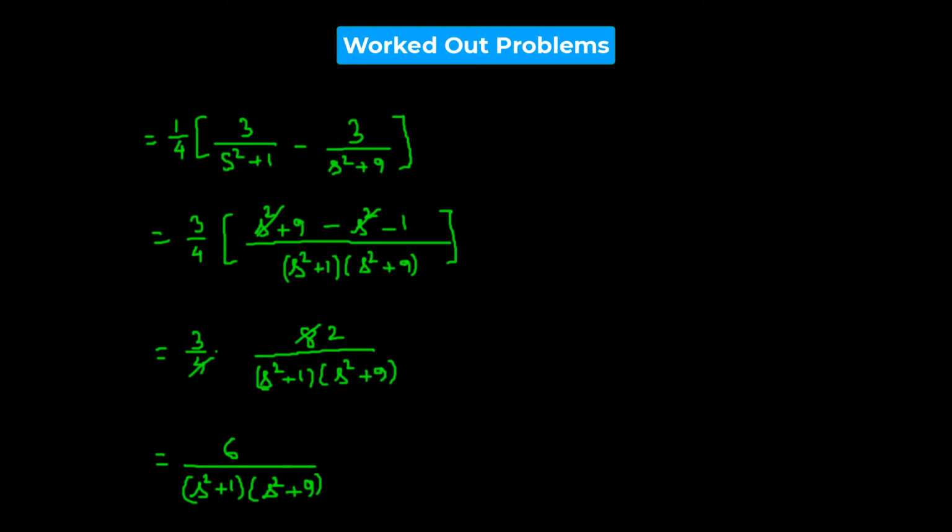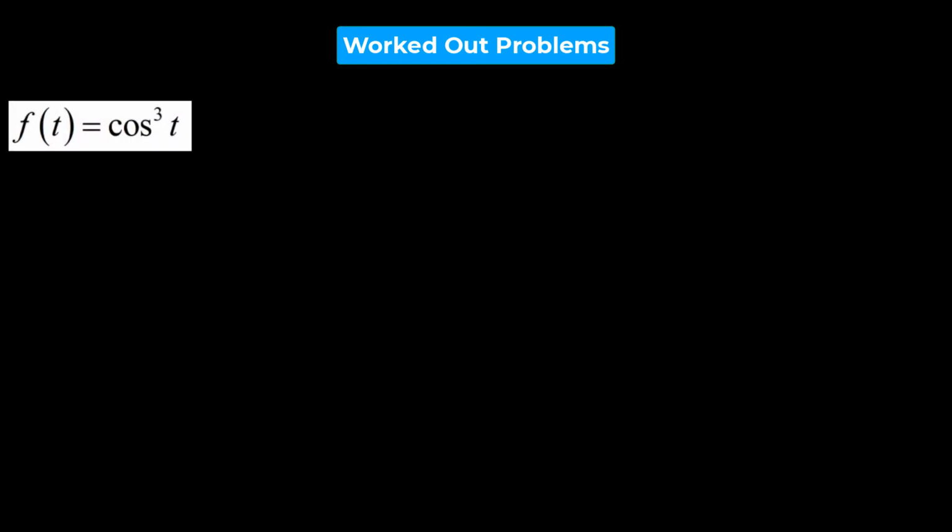So this is the Laplace transform of sine cubed t, and it's valid for s greater than 0. Let us do another problem. We have the function cosine cubed t. Before finding the Laplace transform, we're going to change the given function by using the identity cos 3t equals 4 times cosine cubed t minus 3 times cosine t.